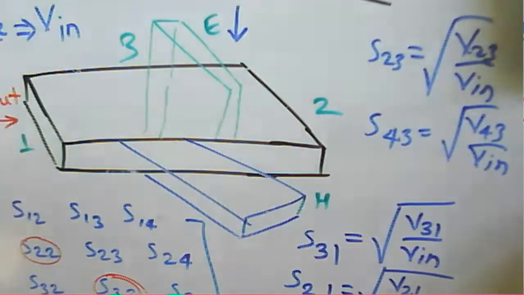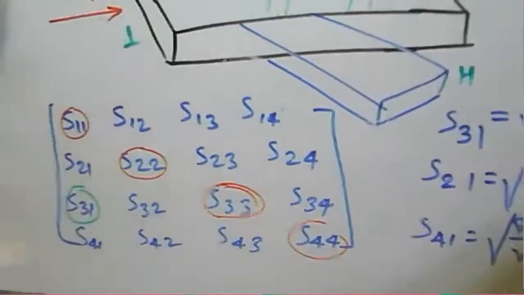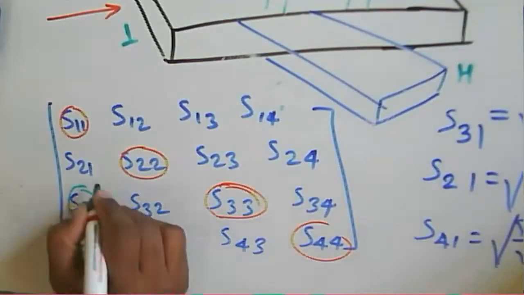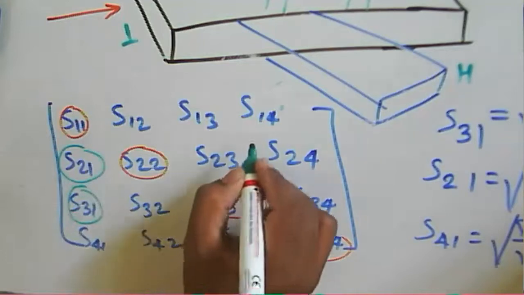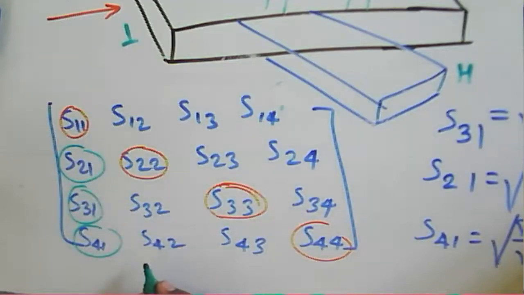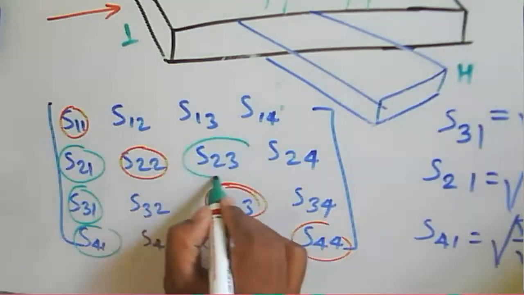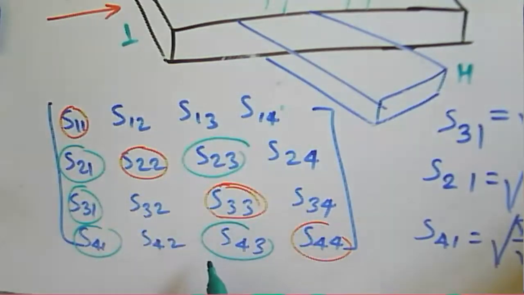Now we consider this particular parameter. We are supposed to find S31, so we'll get the S31 value through this. If you consider S21, we'll get the S21 value; S41, we get the S41 value; then S43 we are getting, then S23 we are getting. So now the remaining parameters.